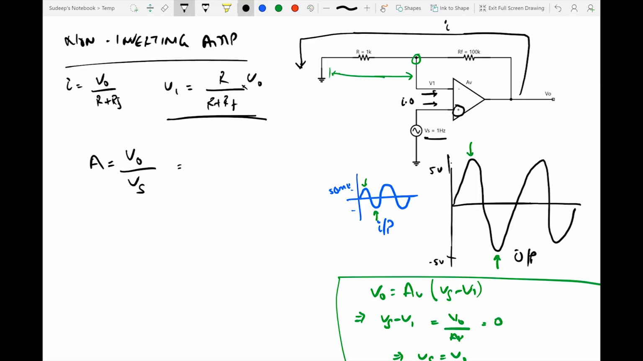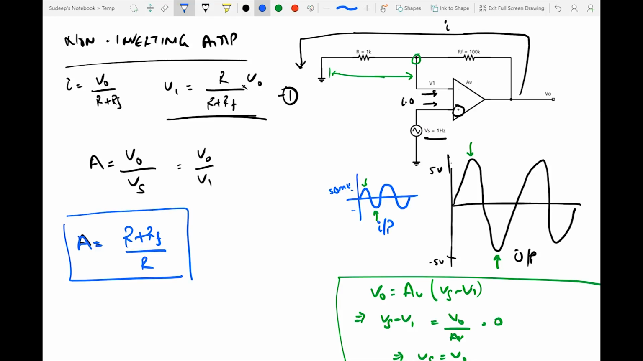We know this is equal to V0 by V1 because Vs is equal to V1, and from equation 1 we know the value of V1. So the amplification A is equal to (R plus Rf) divided by R. All we have done is substitute the values from equation 1. So this is the amplification that we get out of this circuit, with finite values.